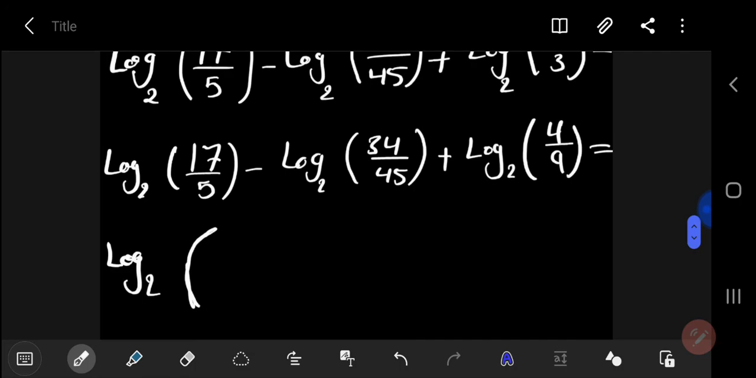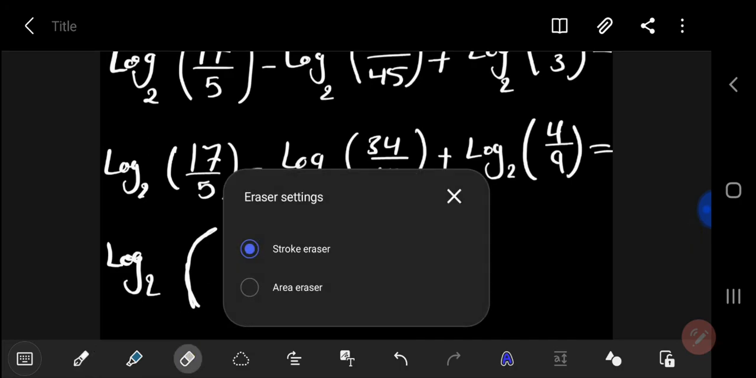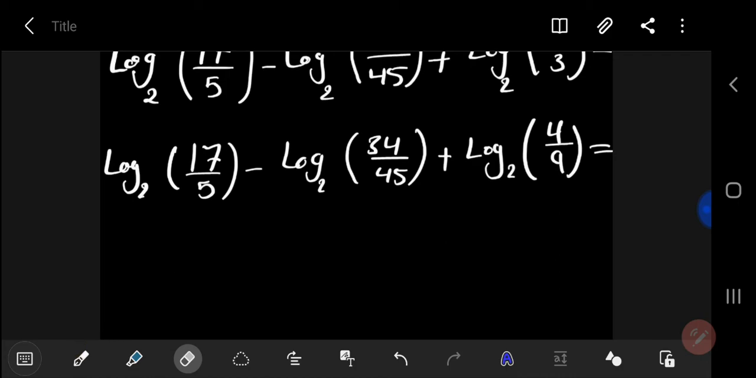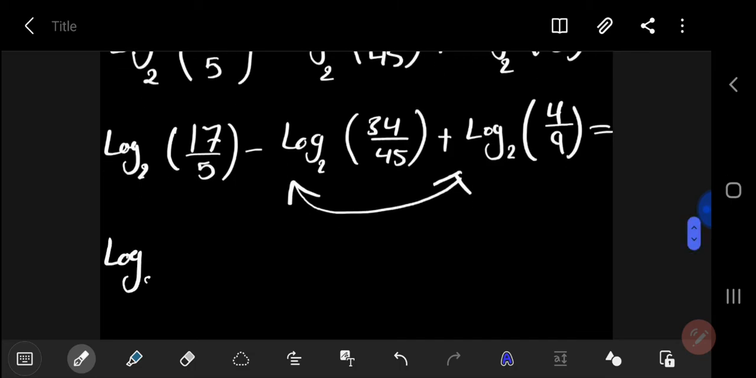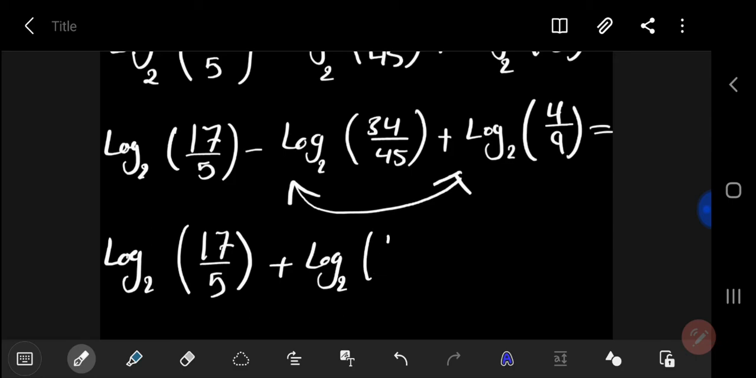So before this step, I will replace the second with the third. Why? Because if I have minus here, I have to take the opposite of 34 over 45. So I will rewrite it: log base 2 of 17 over 5 plus logarithm base 2 of 4 over 9 minus logarithm 34 over 45.